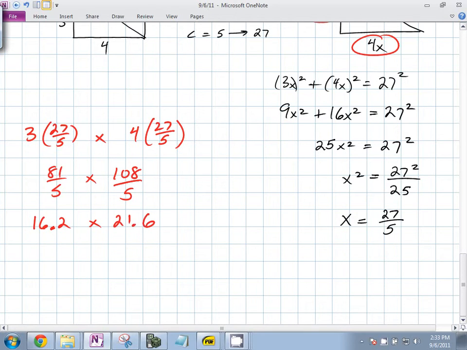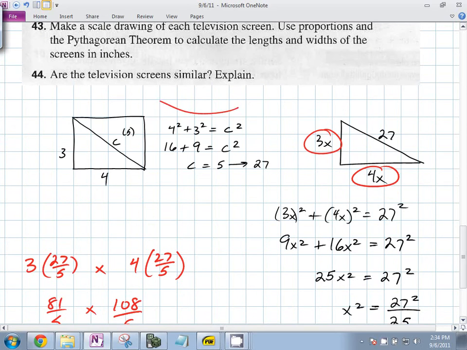So those are the dimensions when we say a 27-inch television. Is it really 27 inches on any side? No, it's 27 inches on the diagonal, right? So Luke, though, what did you say? We figured something out helpful here. What did we figure out? The ratio of the sides is 3 to 4.